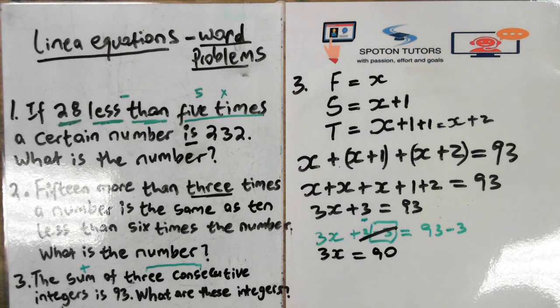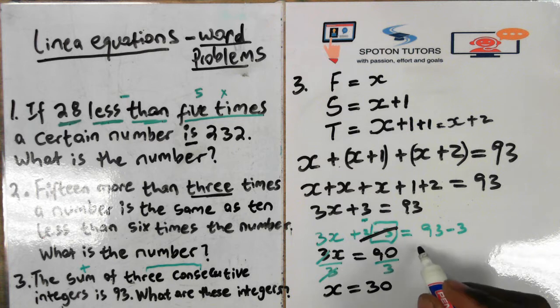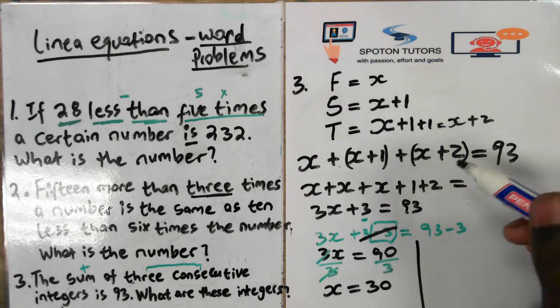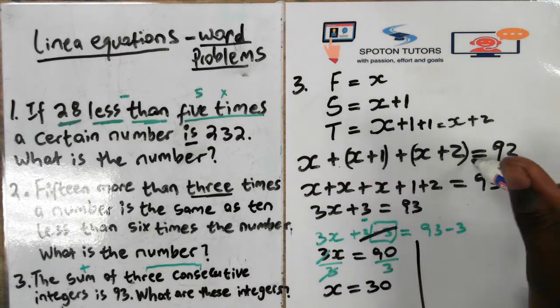Final good step, what do you want? You want x. Divide both sides by what is multiplying x, divide by 3. They don't cancel out for 0, please. 3 divided by 3 is 1. 1 times x is x. 90 divided by 3, 30. Prove your solution. Go back to the original equation.